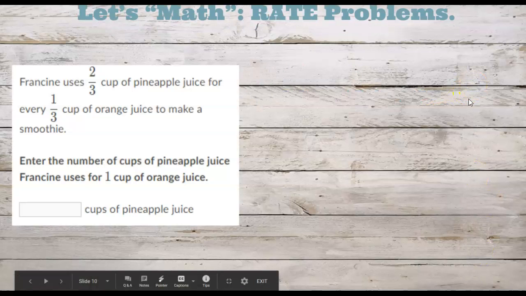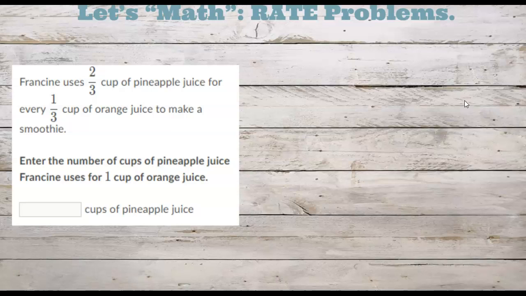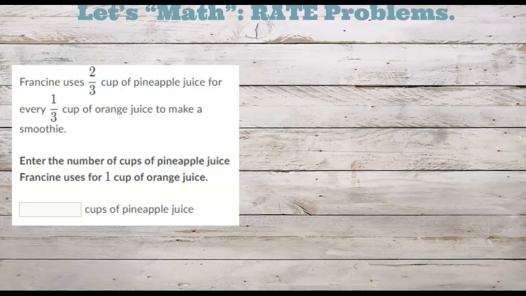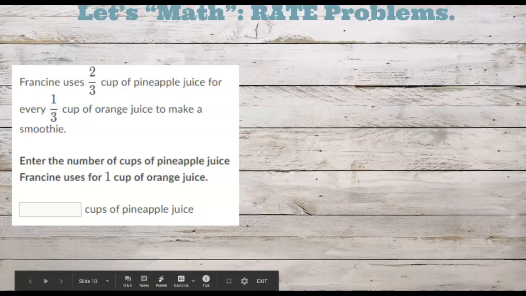All right, I want you guys to try this. This one is slightly easier, even though they're both fractions, and we'll talk about it together. If Francine uses 2/3 cup of pineapple juice for every 1/3 cup of orange juice to make a smoothie, how many cups of pineapple juice is it for 1 cup of orange juice? Yeah, you may have seen this problem on Khan if you already worked on the homework I assigned yesterday or whenever I did it.